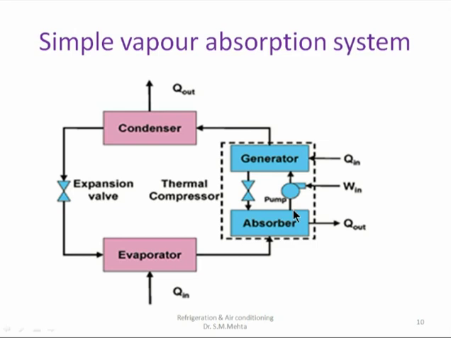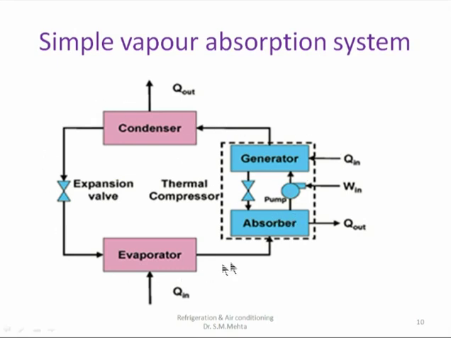From the absorber, through the liquid pump, the solution is pumped to the generator, where it is heated, and the remaining weak solution is allowed back to the absorber. This absorber-generator pair is known as the thermal compressor. The remaining process is a little bit similar: the refrigerant gas is condensed in the condenser, then expanded in the expansion valve, and then the low temperature refrigerant will absorb heat from the space, that is the evaporator. After absorbing the heat, it is evaporated, and the evaporated refrigerant is again supplied to the absorber, where it is absorbed by the absorbent solution, and then the cycle is repeated.